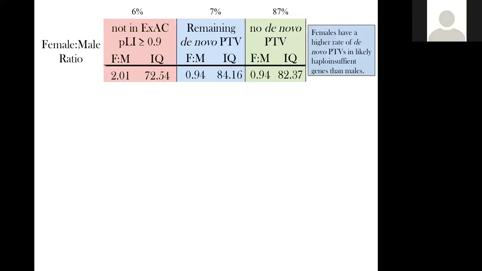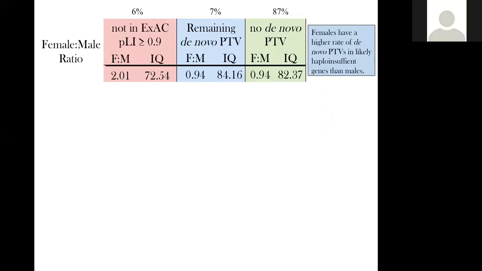If you look at all the other de novo protein truncating variants and all the other individuals that don't have a de novo protein truncating variant, here that male to female ratio is like 1, and their IQ is the same. So we don't even see much of a difference, at least with regard to IQ and that male to female ratio, between individuals that don't have a de novo protein truncating variant and individuals with one of these de novo protein truncating variants that is either in someone else or in one of these genes that tolerates such mutations.